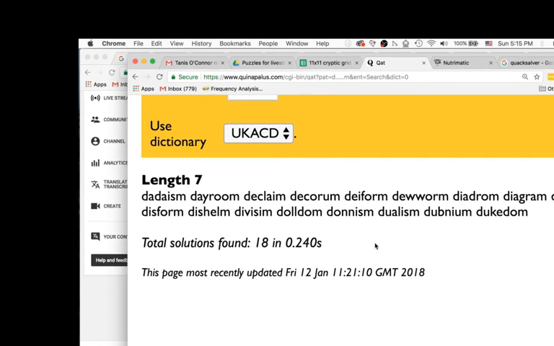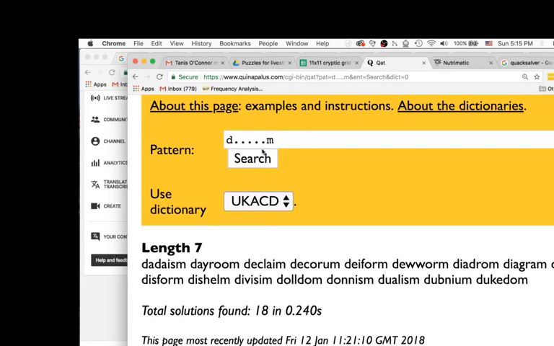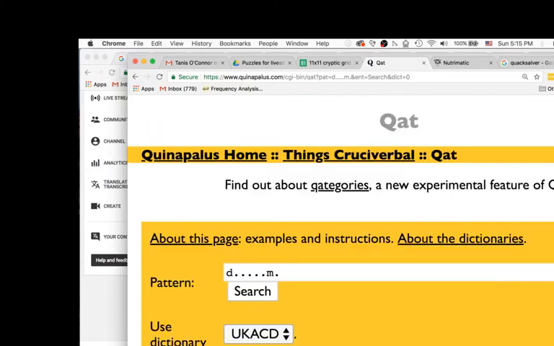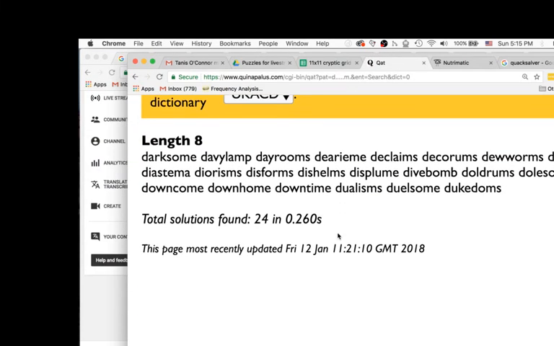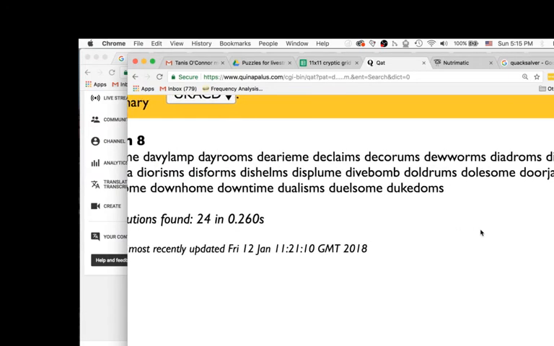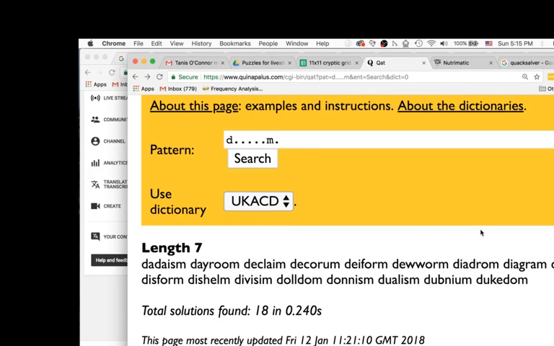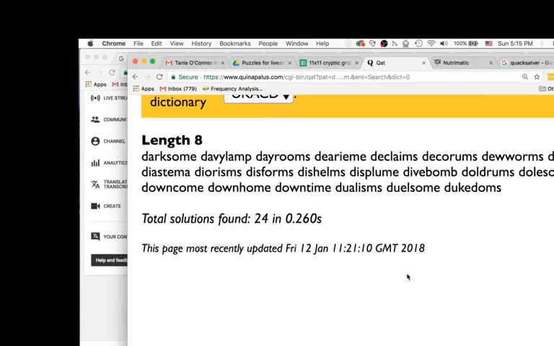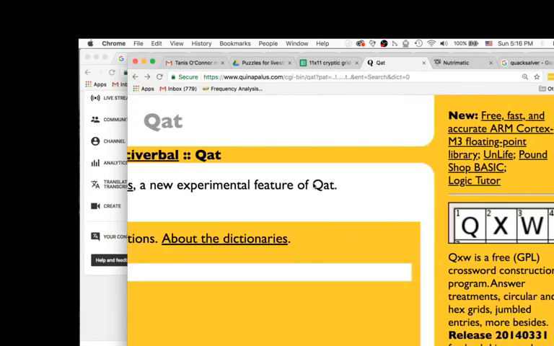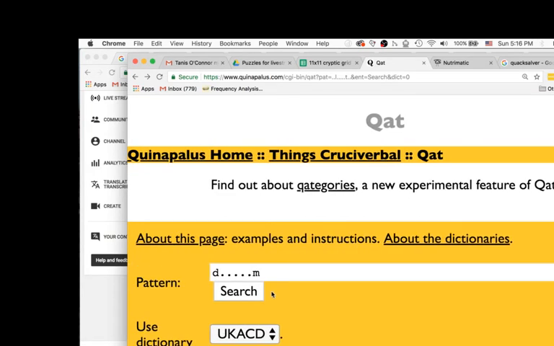like Dadaism, decorum, diagram that I can probably do things with. So that's not awful. If I put another letter after the M, do I get more options? I have 24 options. Let's see. Some of them are just plurals of the answers I had before. Doldrums. Downtime, downhill. I actually like the options for words starting with D and ending in M better.